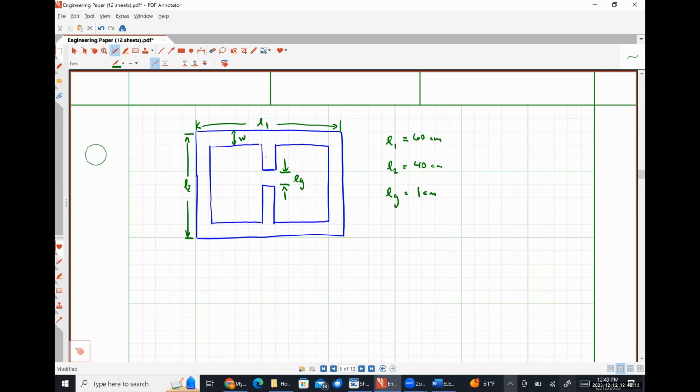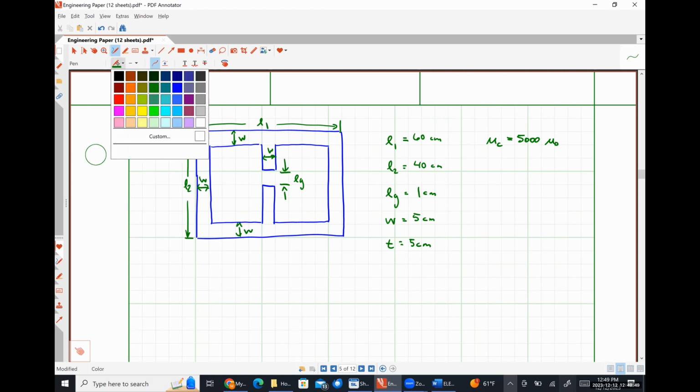This is the width of our core material, where our width is given to be 5 centimeters. Our thickness, the direction into the page, is also 5 centimeters. And let's say that our core's permeability is 5,000 E0.